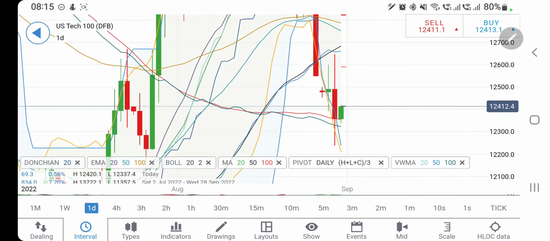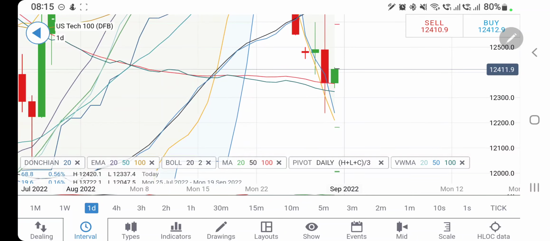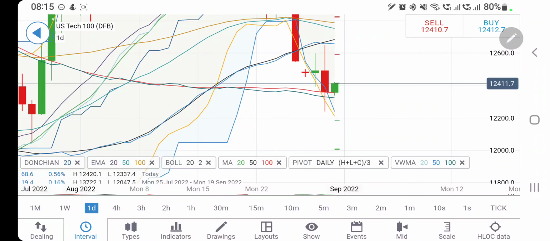Also see this. This is getting the support from the 100 period moving average today. Yesterday it tried to breach this, failed to sustain. But at the same time, yesterday's move has also given an expansion to the Bollinger Bands. Previously it was trading within these Bollinger Bands. Now the support of the Bollinger Bands will come out at 12,200 levels.